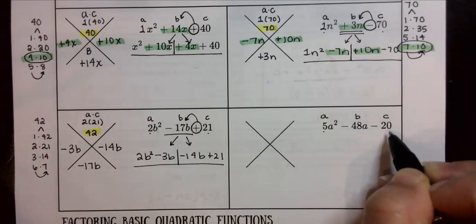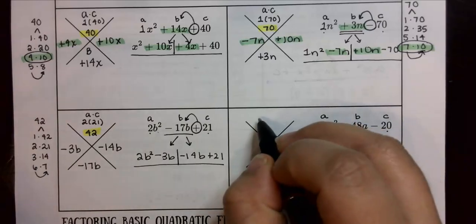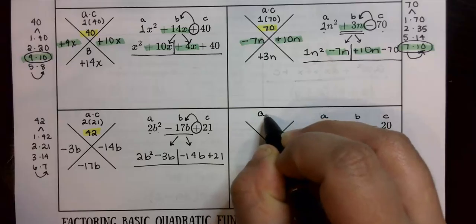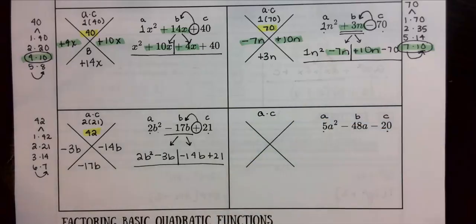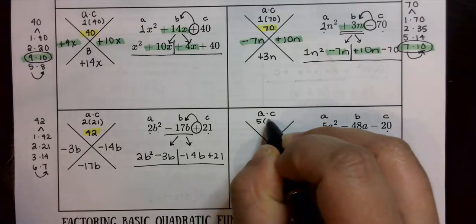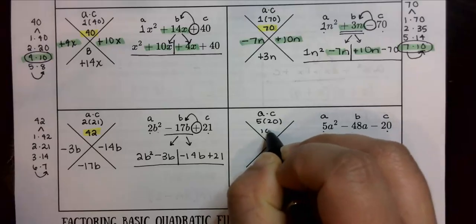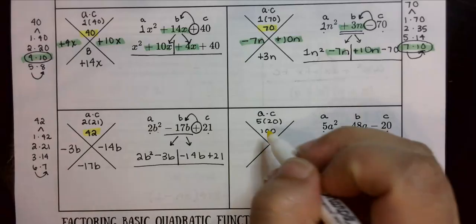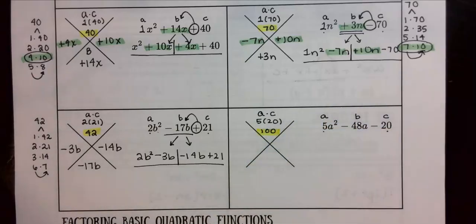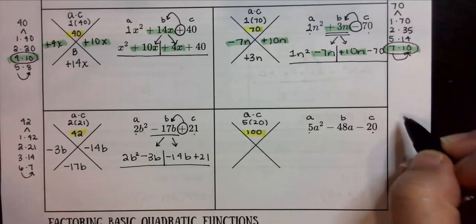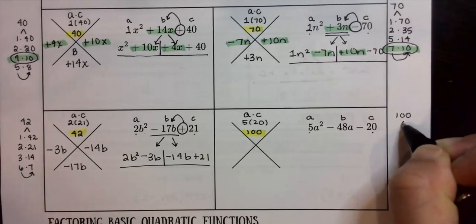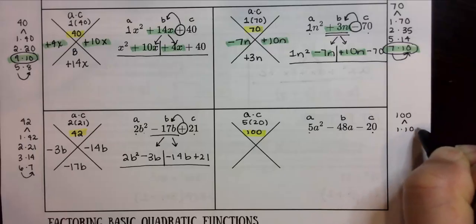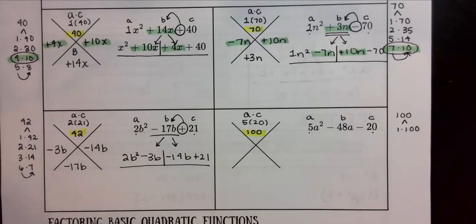So if you multiply 5 times 20, so I'm going to say A times C, and we're going to say 5 times 20 gives us 100. So the 100, that's the number we're going to use to list our factors. So I'm going to come over here to the side. I'm going to start off with 100, and I like to start off with 1. So 1 times 100.